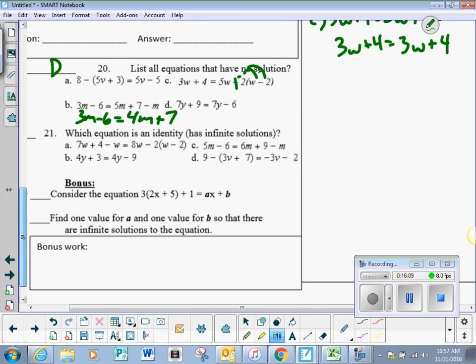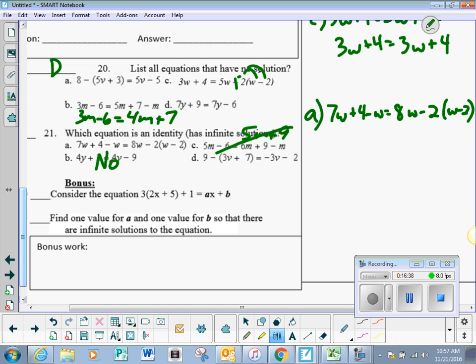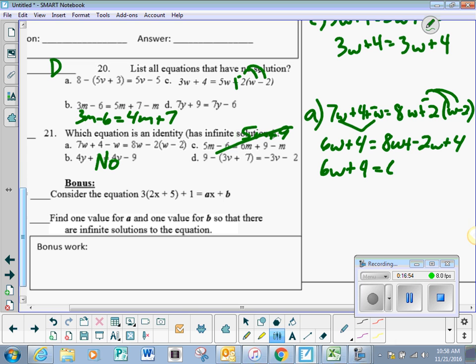Okay, 21. Which is an identity? Has infinite solutions. This is no solution. This one is 5m minus 6 equals 5m plus 9. That's no solution. So let's check the other two. This one, A, we have 7w plus 4 minus w equals 8w minus 2 times the quantity of w minus 2, plus the negative, distribute. 7w plus negative w is 6w. Over here I get 8w plus negative 2w plus 4, so I get 6w plus 4 equals 6w plus 4.